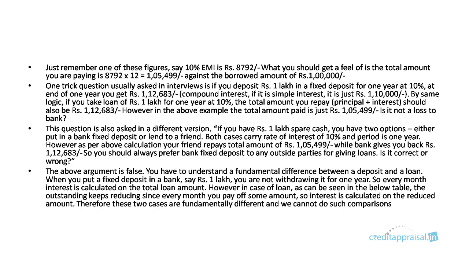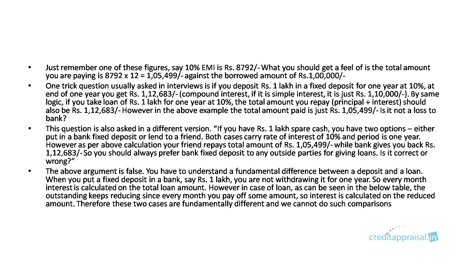Just try to get a feel of the total amount you need to pay. The total amount you need to pay is like 8,792 into 12. That is 1,05,499. Whereas the borrowed amount is 1 lakh. So that excess 5,500 is the interest. So just try to get a feel of how much extra amount you need to pay.